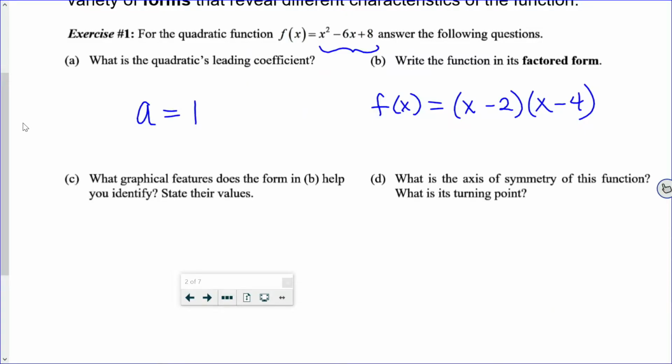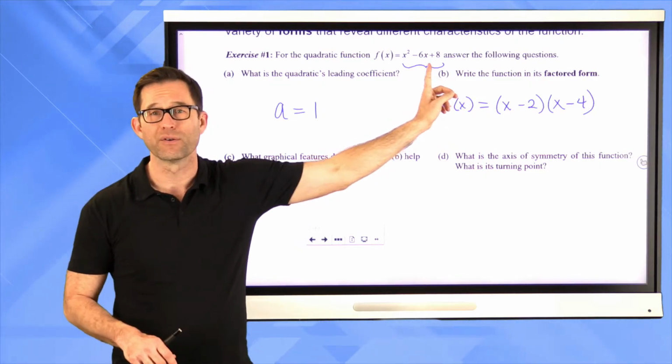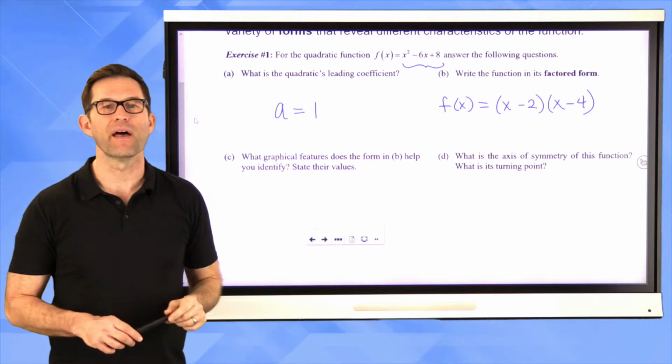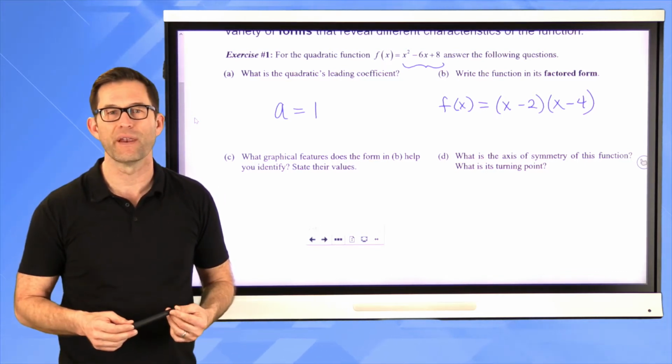What graphical features does the form in B help you identify? State their values. In other words, in standard form, all I can see is the y-intercept. It's positive 8. But in factored form, there's something else you can see very simply. Pause the video now and see if you can figure out what that is.